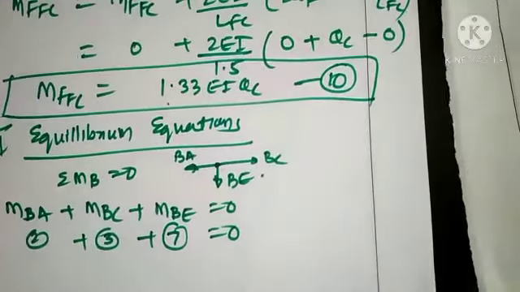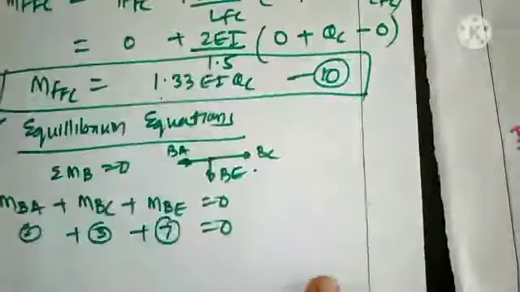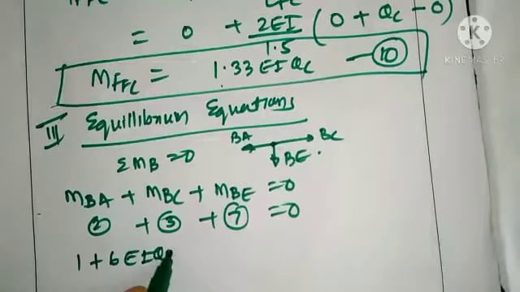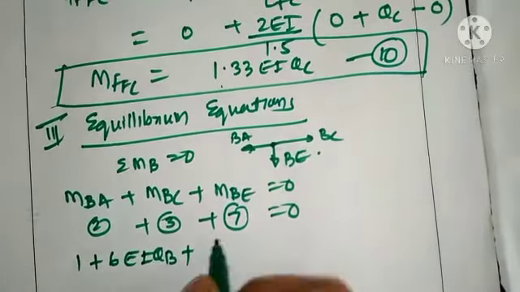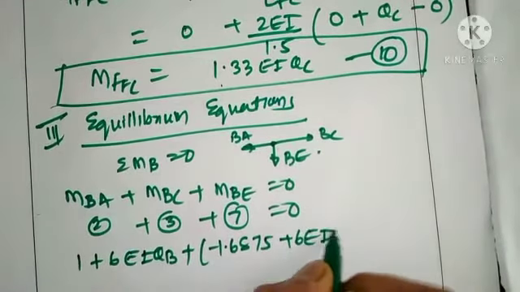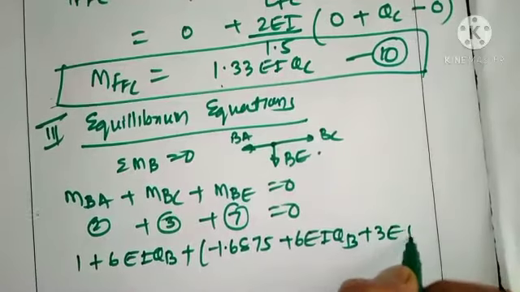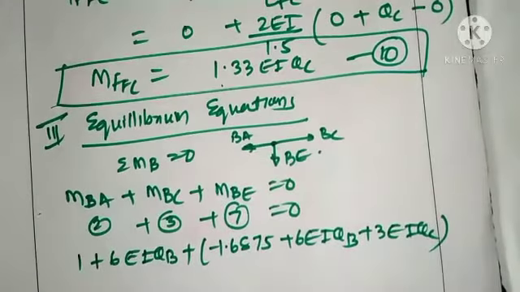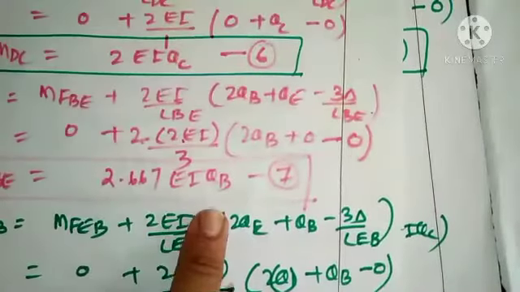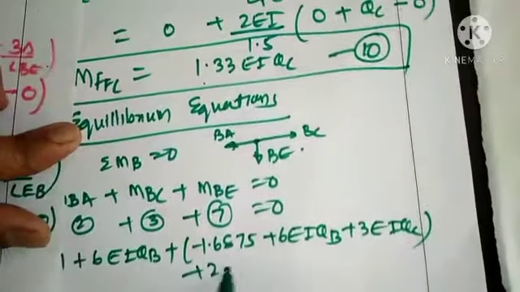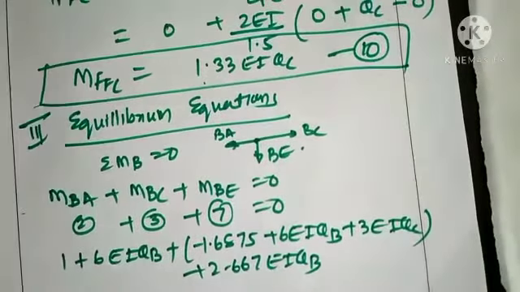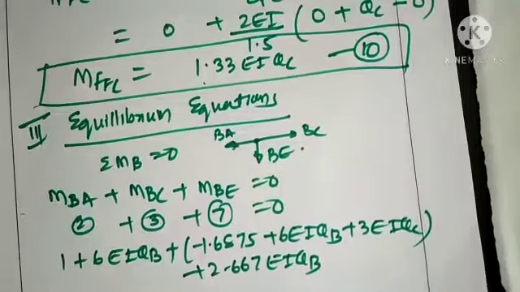Now what is the MBA equation? This is the MBA equation, which will be 1 plus 6EI theta B. Equation number 3 will be minus 1.6875 plus 6EI theta B plus 3EI theta C. Equation number 7 will be 2.667 EI theta B. We shall take all the like terms to one side so that the addition will be correct.